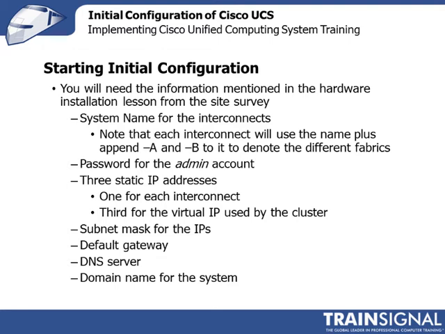And then you're going to need 3 static IP addresses. You're going to need one for Interconnect A, one for Interconnect B, and then a third IP address is a virtual IP address shared by the cluster. So if Fabric A is currently the primary, he's going to hold that IP address, but should he fail, Fabric B will pick it up. You need to make sure these 3 IPs are all on the same IP subnet. Normally they're sequential, but it doesn't have to be, but they need to be on the same subnet because you're going to specify one subnet mask, one default gateway, and then we'll set up DNS server and domain name for the system. So go ahead and get that ready.